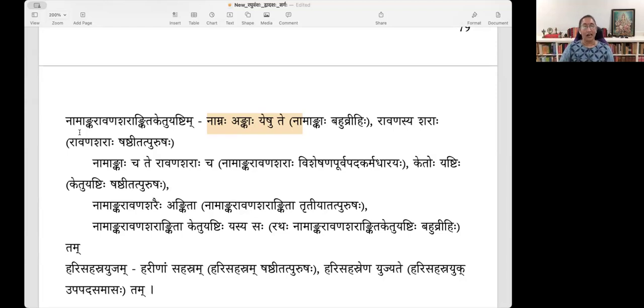Ketu yashtihi. Namanka ravana sharaihi ankita ketu yashtihi. The ketu yashti and ankita go together. So those two will be in a karmadharaya. Before that karmadharaya comes in, you have to form this word. Namanka ravana sharaihi ankita ketu yashtihi. Okay? Clear?